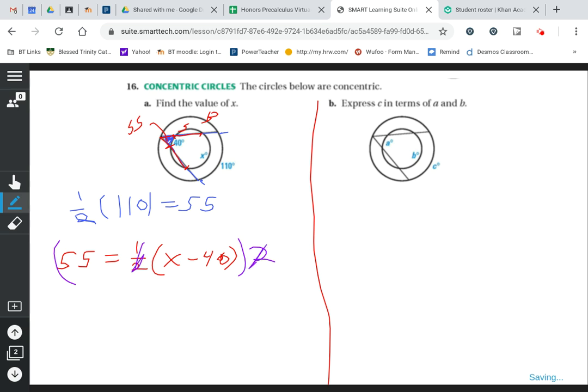So the 2 is going to cancel out there. So I'm really much just doubling the 55. So I'm going to get 110 equals x minus 40. And so x equals 150 when you solve it.